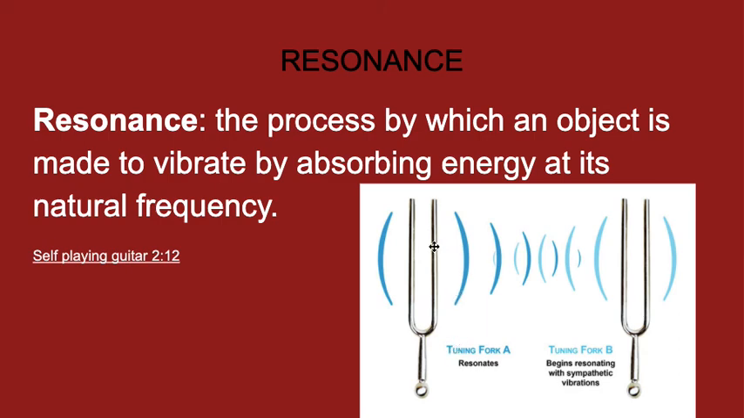As it vibrates, it sends those waves out into the room, and those waves strike tuning fork B, which is the exact same tuning fork. What happens is, because tuning forks A and B have the same natural frequency, tuning fork B starts to vibrate even though it was never touched or struck.